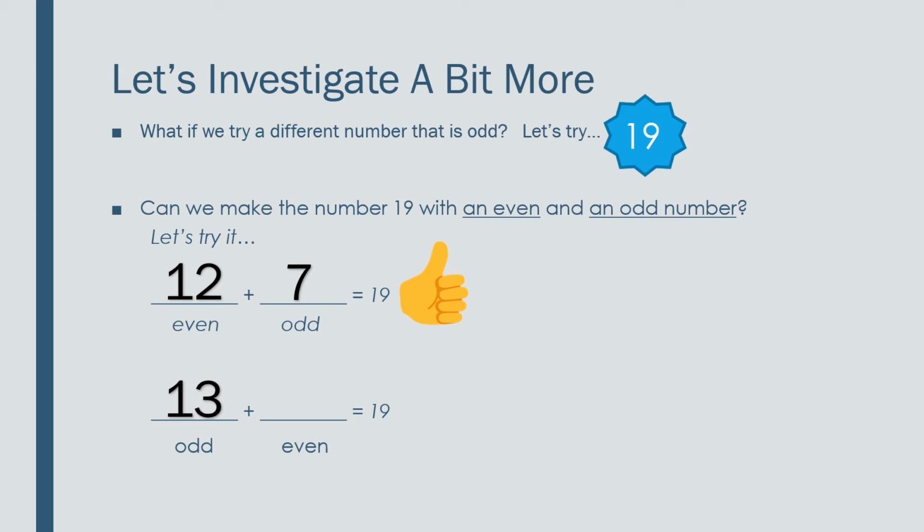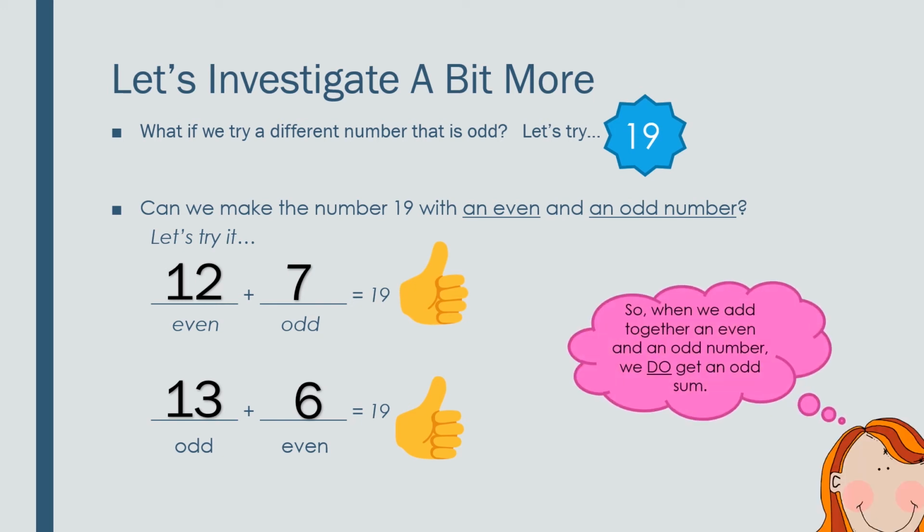One more. If we start with an odd number this time, 13, what number would we need to get a sum of 19? Correct. We would need 6, which is even, so an odd number plus an even number equaled 19, which is odd. So when we add together an even and an odd number, we do get an odd sum.